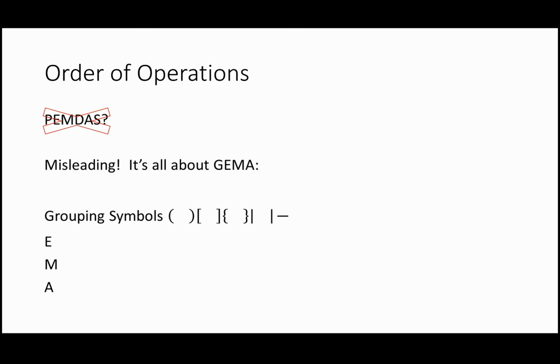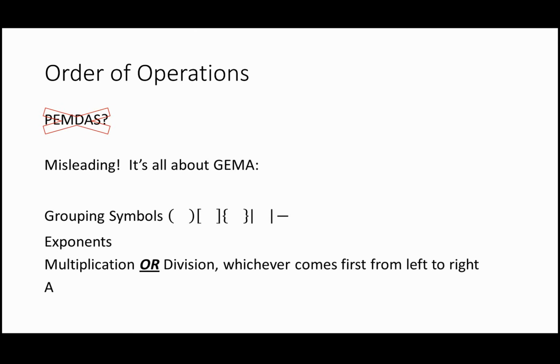Now the E in GEMA is the same as the E in PEMDAS, and it stands for exponent. So after you've addressed all of the grouping symbols, and by that addressing them I mean simplifying everything inside of them, you'll want to move on to simplifying all instances of exponents. After that, you will go through what is left and look for any instances of multiplication or division. And you're going to evaluate whichever one comes first from left to right.